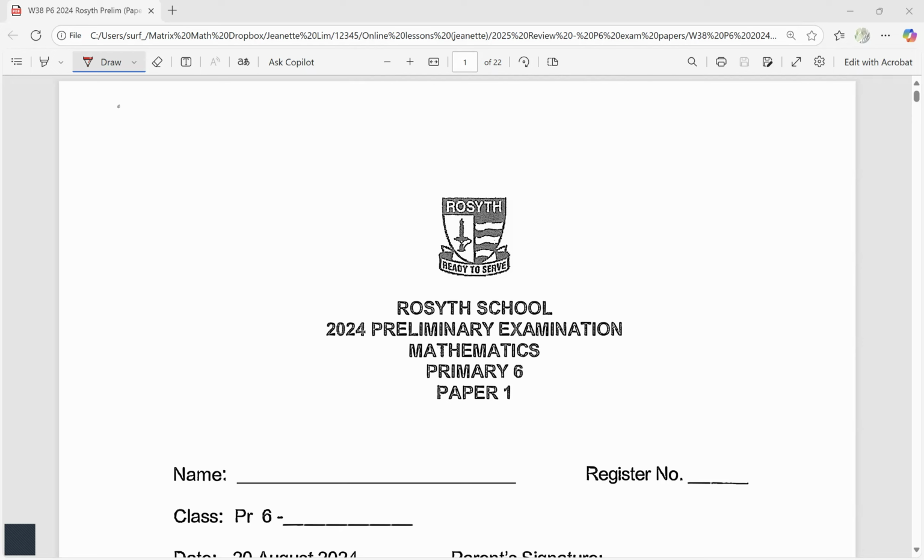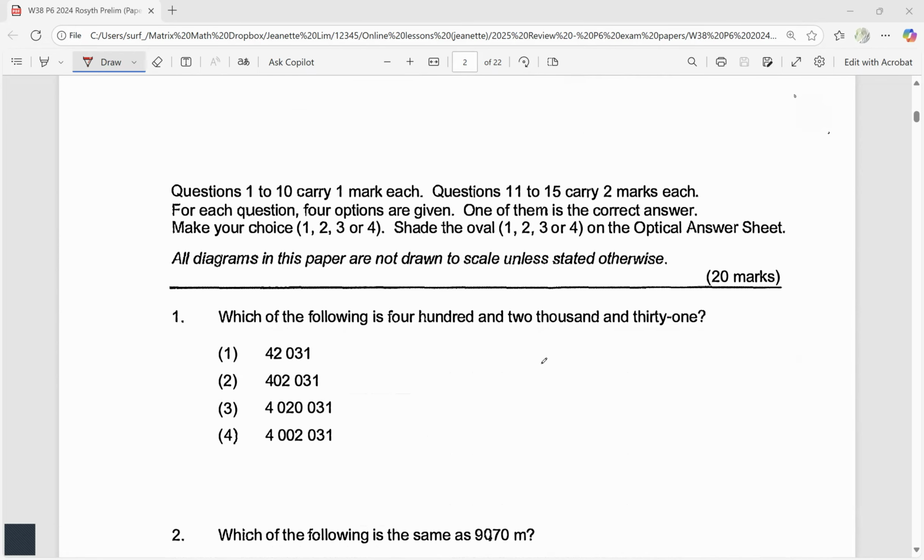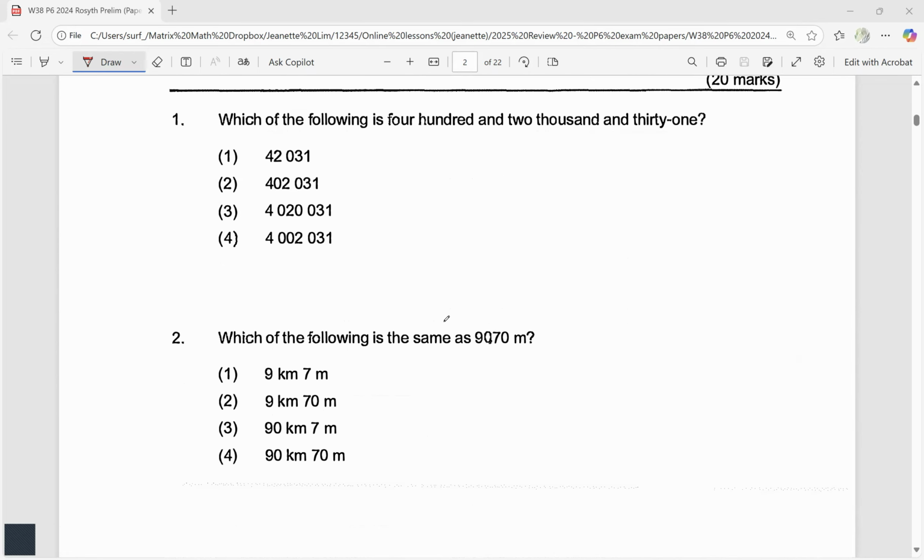Rosyth 2024 prelim paper. This is for paper 1. Question 1. Which of the following is 402,031? Okay, so 402,000 would be option 2. Okay, 402,031.